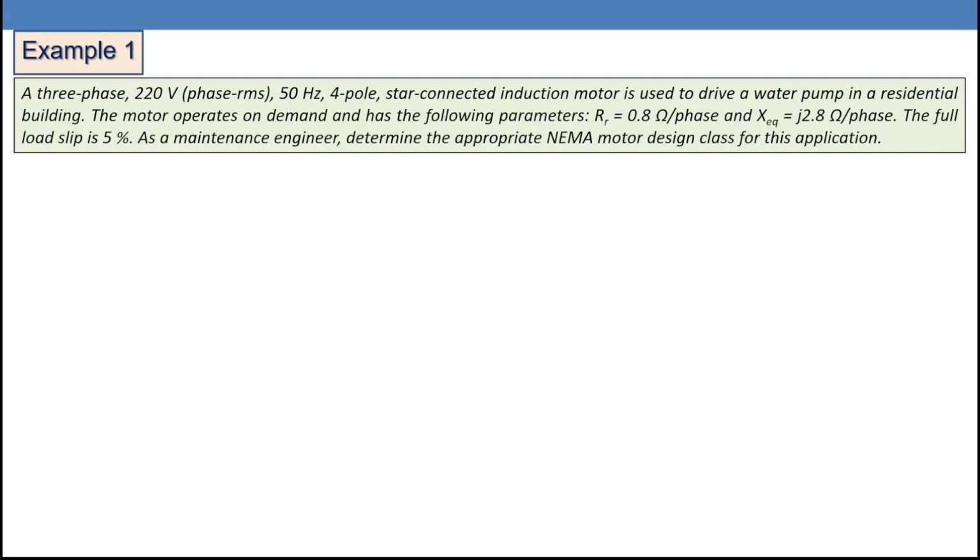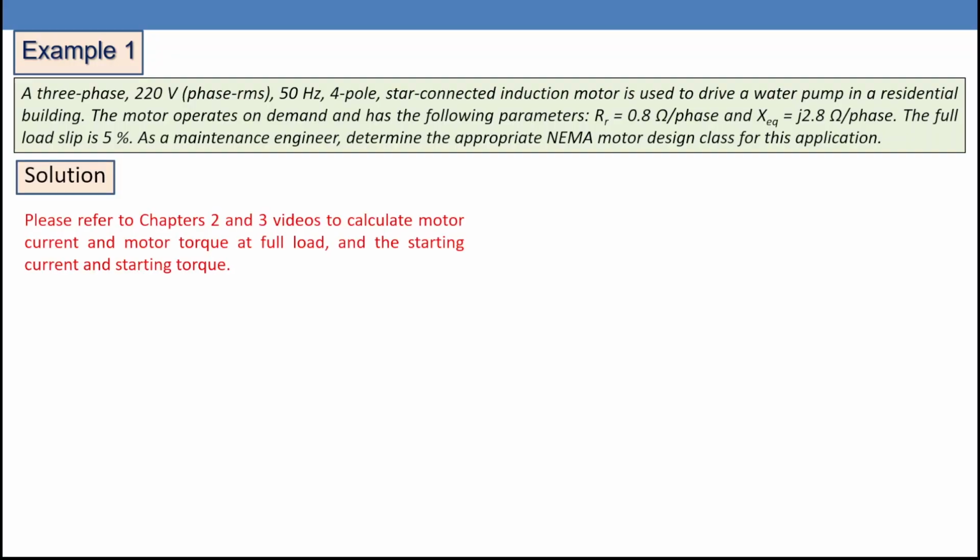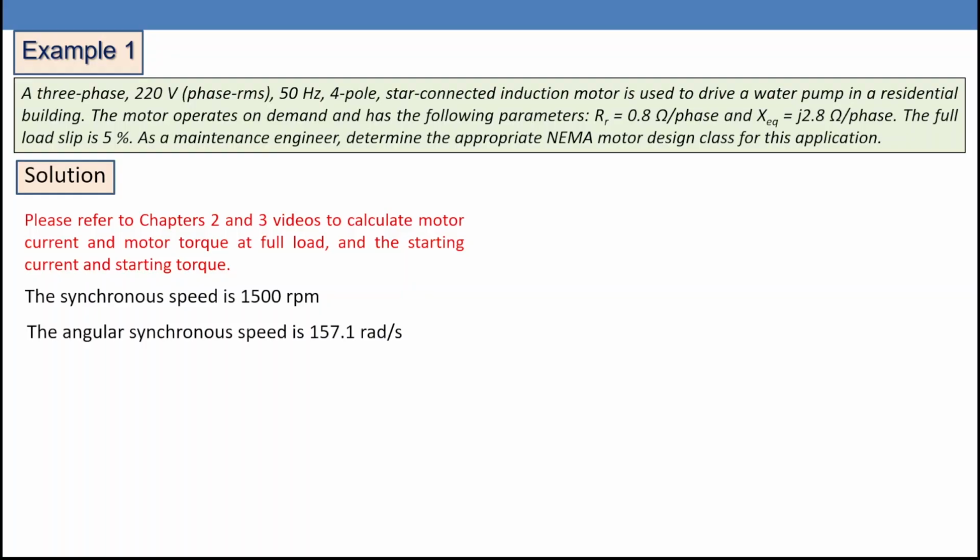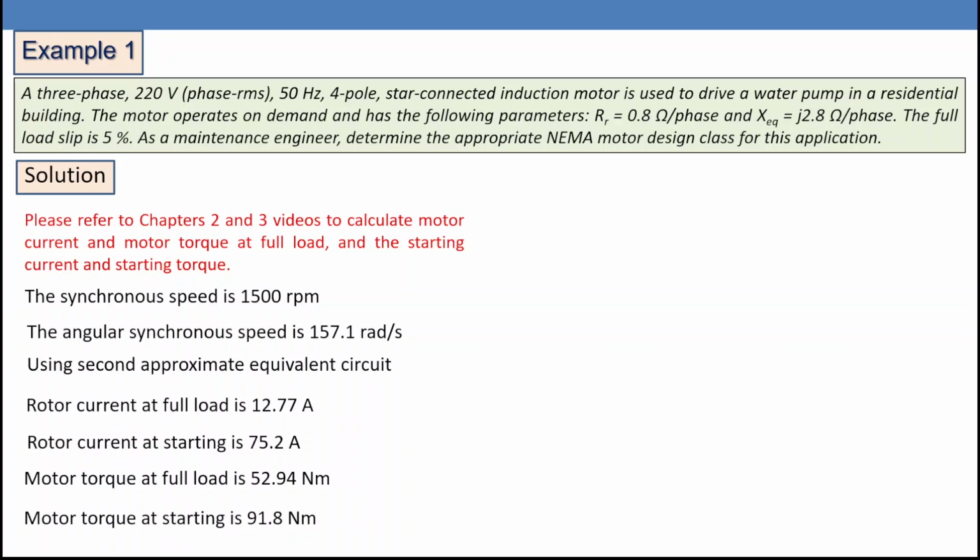You are going to solve the problem to find the starting current, starting torque, maximum torque, and full load torque, and you are going to check the values. So you need to refer to the chapter 2 and 3 videos to know how to calculate these values. So we know from the data that the synchronous speed is 1500 RPM. The angular synchronous speed, omega s, is 157.1. And we're going to use the second approximate equivalent circuit because we don't have R core and XM in this problem. So the stator current in this case will be 12.77 ampere.